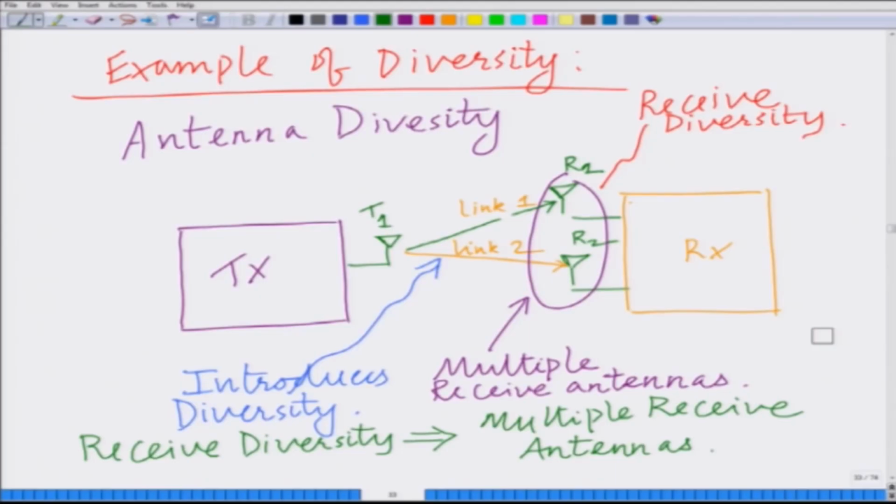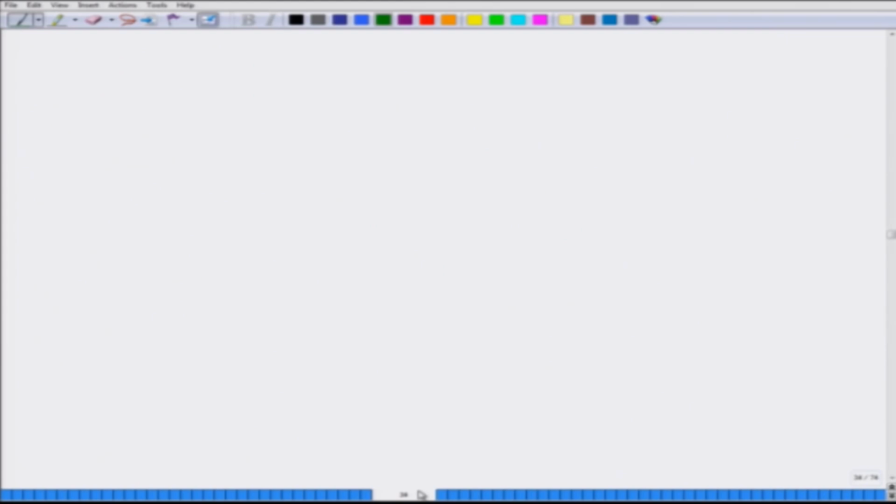In the last lecture we had seen that diversity, for instance having multiple receive antennas at the receiver, can improve the performance of the wireless communication system by reducing the bit error rate. We term this diversity, and specifically having multiple antennas at the receiver is termed receive diversity, as you can see in this figure. Now, let us start our analysis of a multiple antenna system.